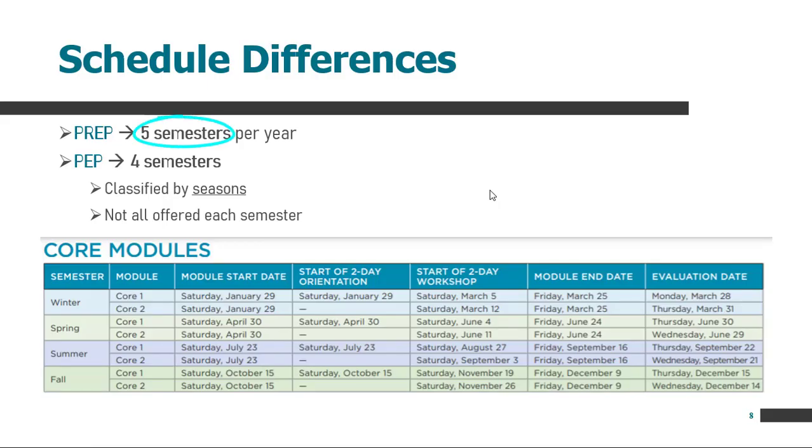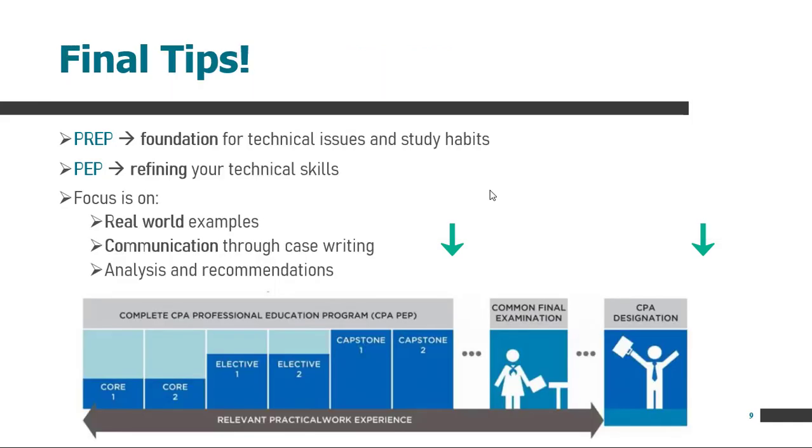PREP has 5 semesters per year, while PEP only has 4. PEP classifies their semesters on seasons such as winter, spring, summer, and fall. Not all PEP modules will be offered each semester, so more planning and coordination will be required to achieve your target CFE date. Module calendars are posted a year in advance for both PREP and PEP, so you have plenty of time to plan. As you can see from the sample core PEP schedule on screen, it outlines the semester, the module end and start dates, the workshop dates, and your examination dates.